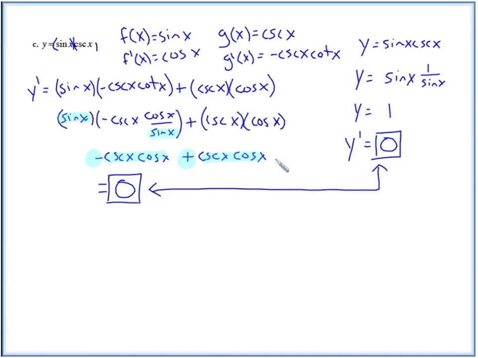So, you can see that it matches. One way was much shorter. So again, before you try product rule, see if you can't reduce it down to one function, which would make this a lot easier. Alright, let's move on.